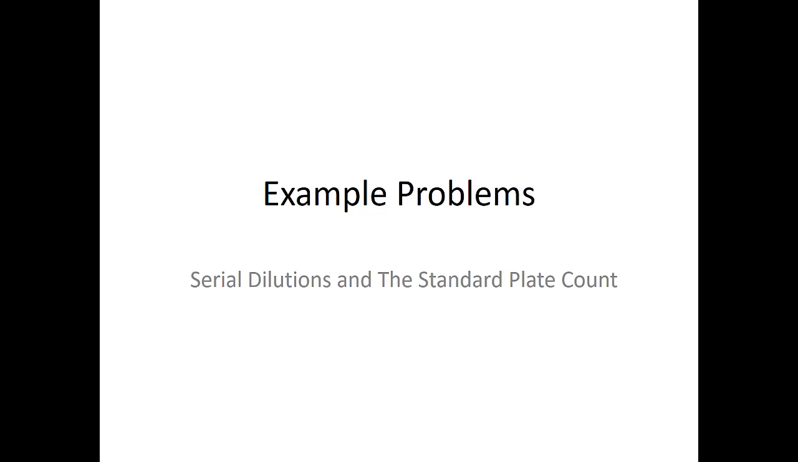All right, we're going to go through some of the example problems from the standard plate count and the concept of serial dilutions. So I've got 6 problems here. We're going to start with some basic original cell density, showing you how to use the equation and the formula to calculate original cell density. Then we're going to go into some basic dilution problems. We're going to do serial dilution, and then the last problem involves both serial dilution and the standard plate count. So let's get started.